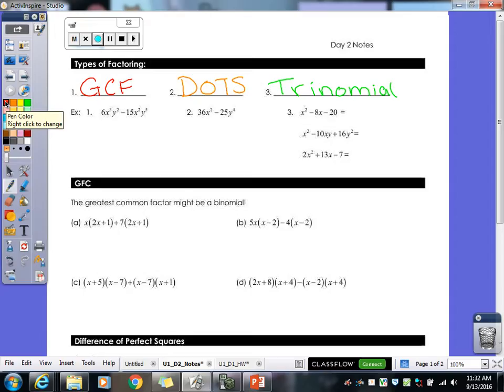So for GCF, remember, you always want to look to see what is the largest number that goes into all of your terms that are there. With your variables, it's the lowest exponent that's present is your GCF. So if we take a look at example 1, I have a 6 and I have a 15. So what's the largest number that goes into both 6 and 15? Anna? 3. So I'm going to write my 3 here.